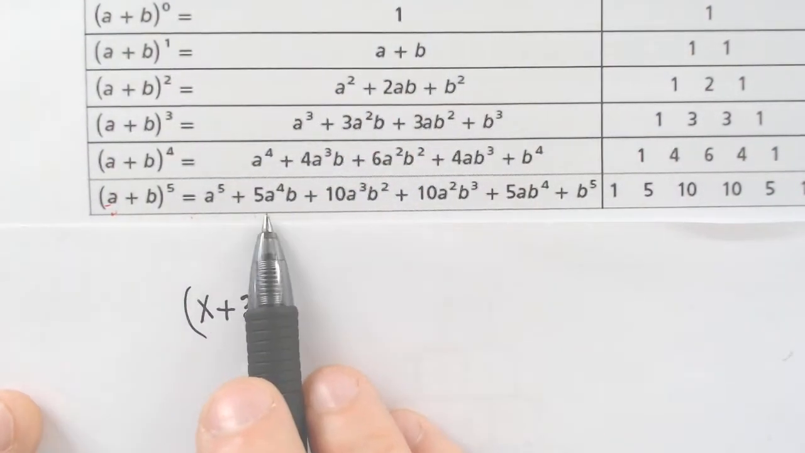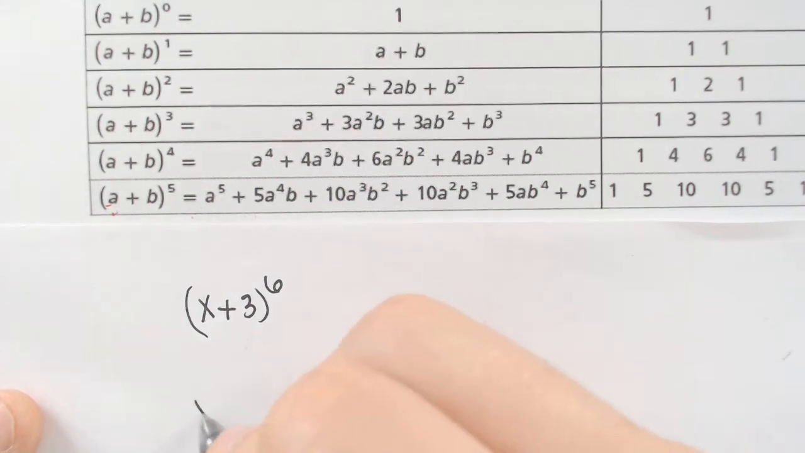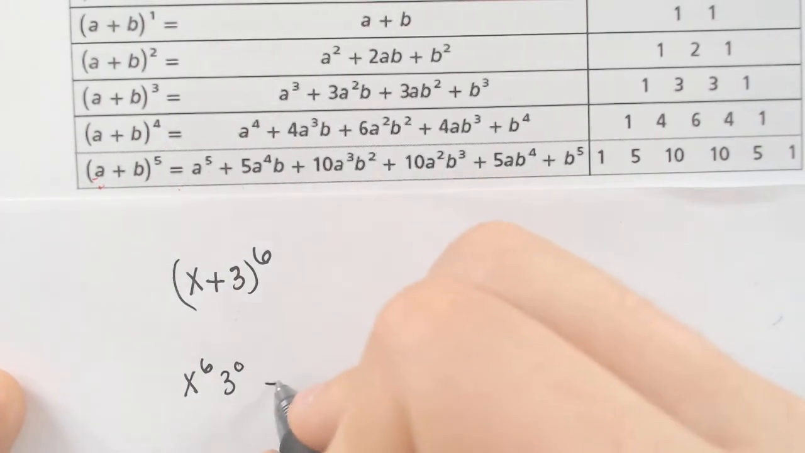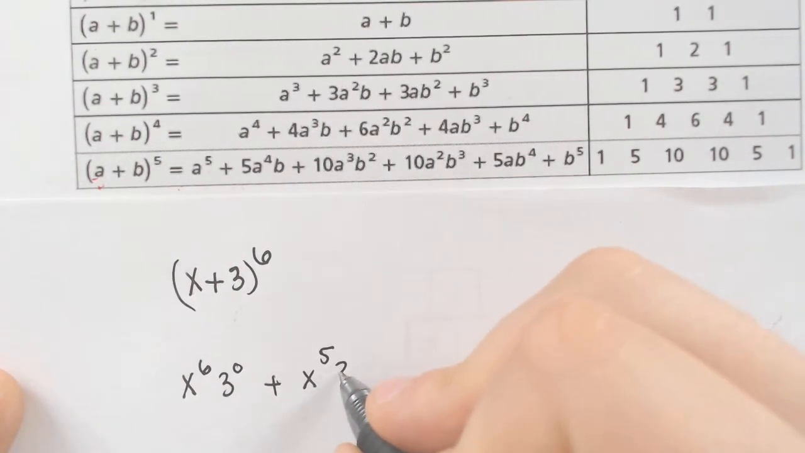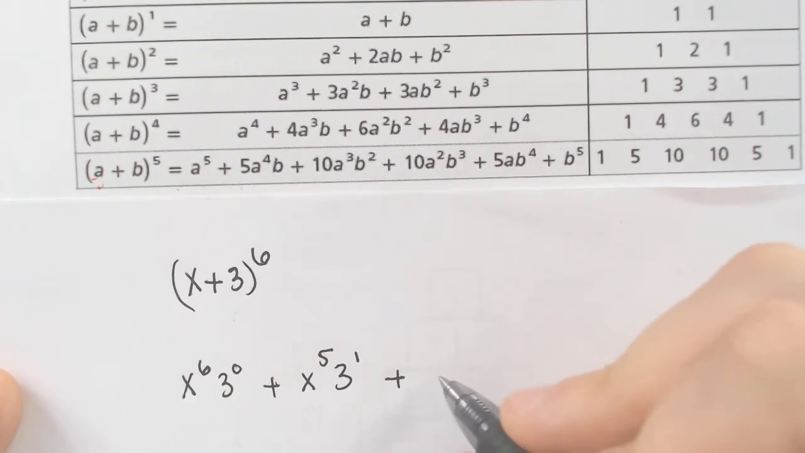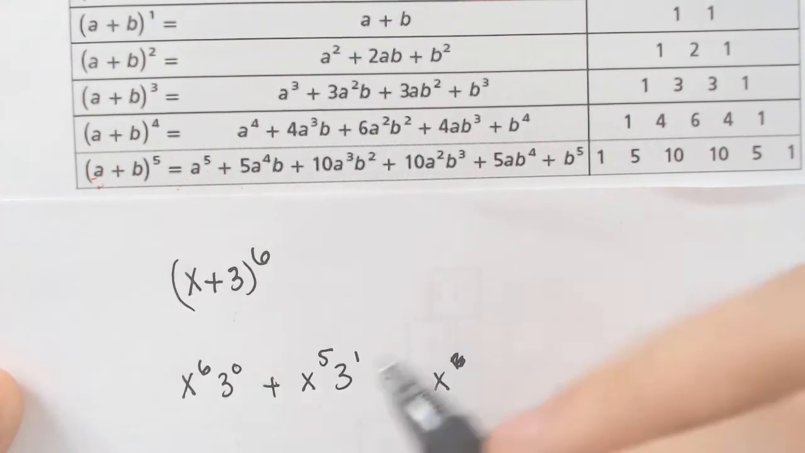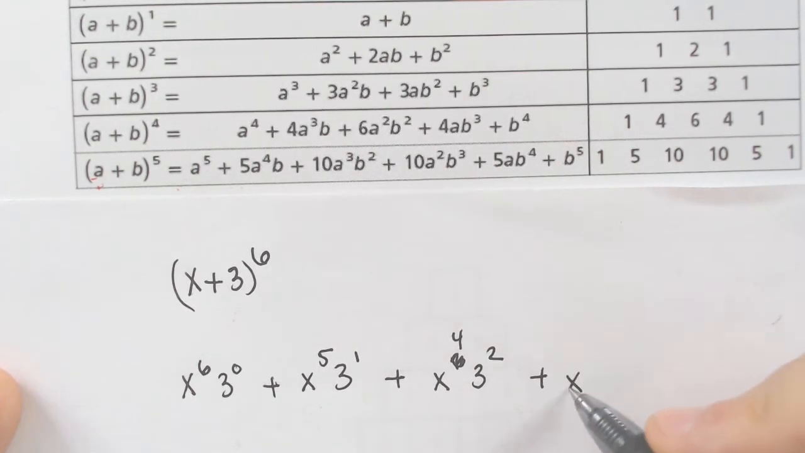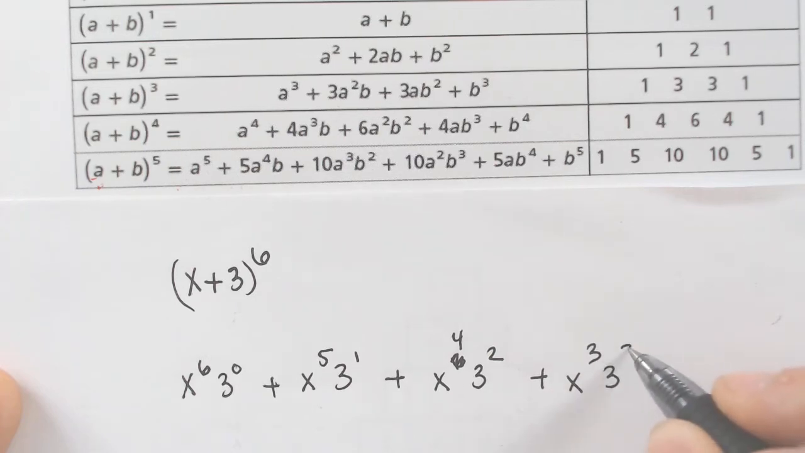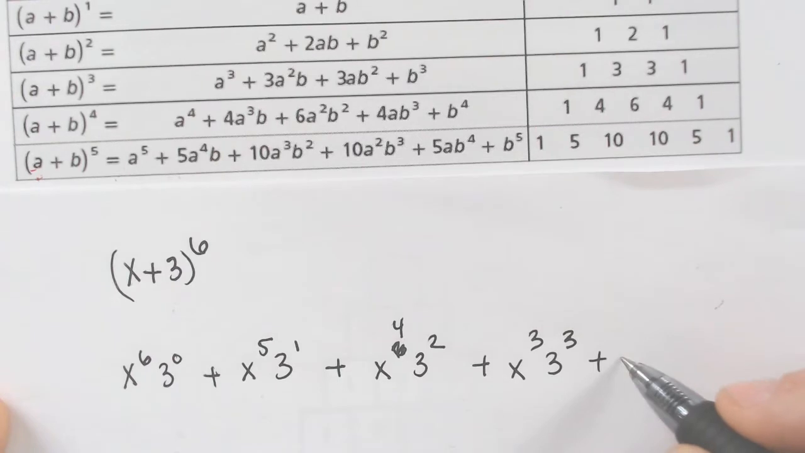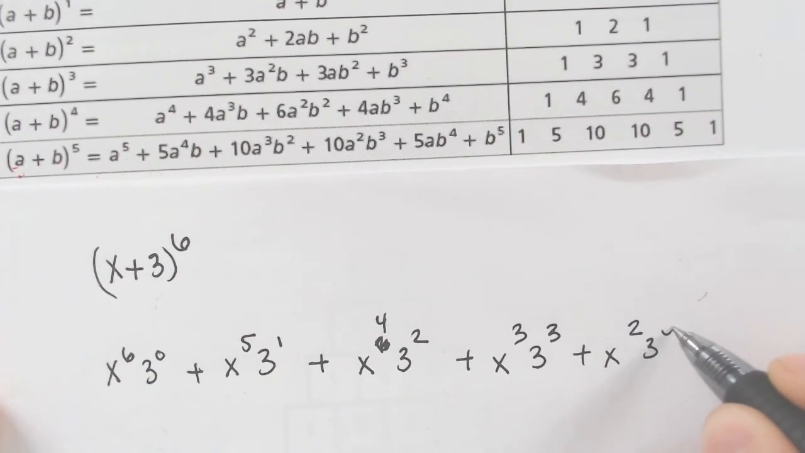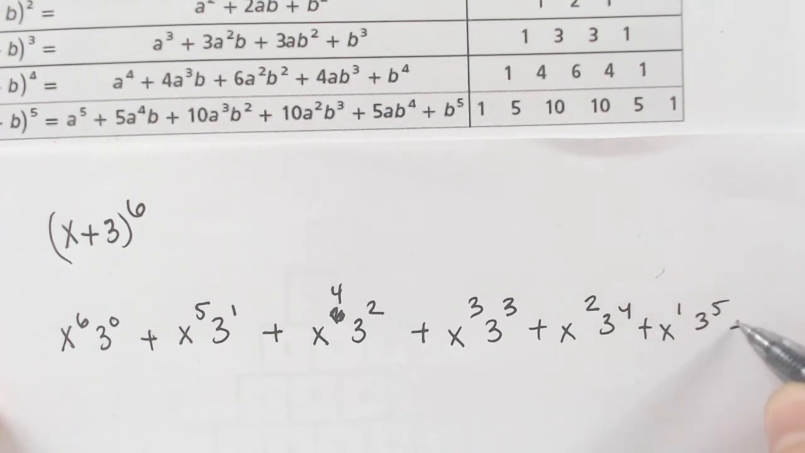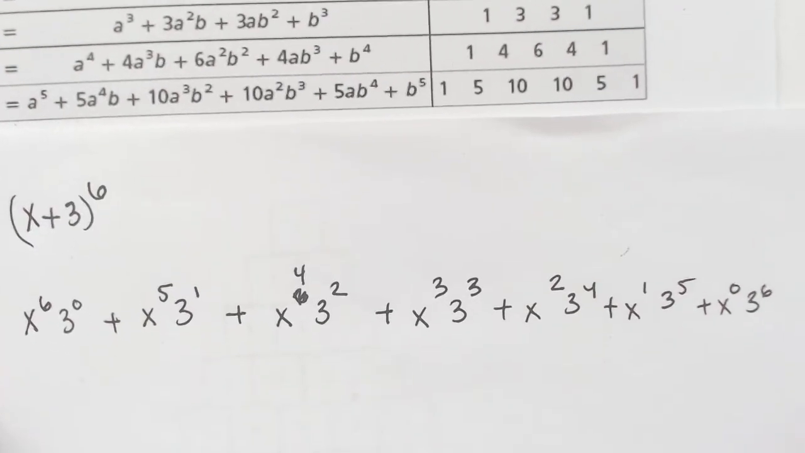So this a to the 5th, a to the 4th, a to the 3rd is going to be x to the 6th, 3 to the 0, I like doing the 0 power, plus x to the 5th, 3 to the 1st, plus x to the 4th, 3 squared, plus x to the 3rd, 3 to the third, plus x to the second, 3 to the fourth, plus x to the first, 3 to the fifth, plus x to the 0, 3 to the sixth. Barely fit it in one screen.